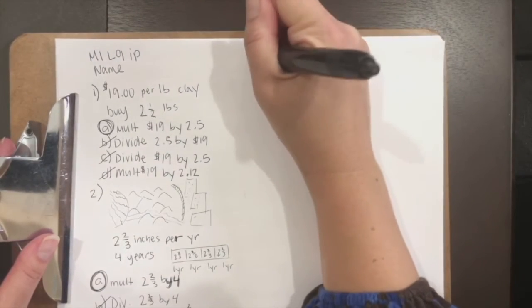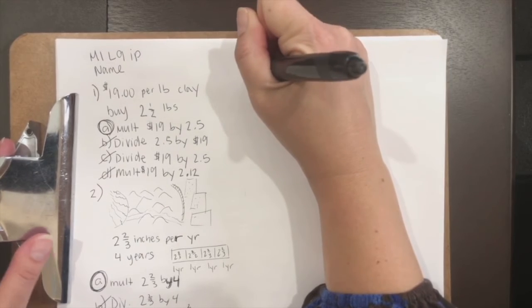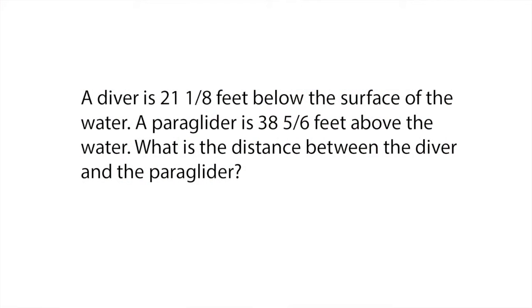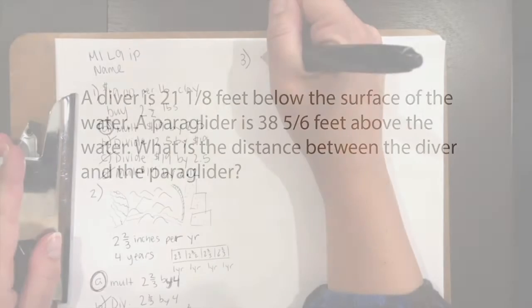Let's do number 3. A diver is 21 1/8 feet below the surface of the water. A paraglider is 38 5/6 feet above the water. What is the distance between the diver and the paraglider?